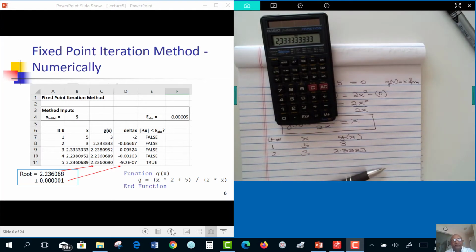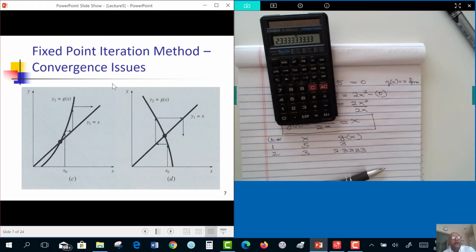So it turns out that fixed point iteration method also has convergence issues. So consider this one. So here is our y is equal to x, and here is our function g of x. So we are interested in this fixed point. So we start with the initial guess, and you can see right away, we evaluate the function, that becomes our next x. Evaluate the function, that becomes our next x. We are diverging away. So even though we started very close to the fixed point, we diverge away.